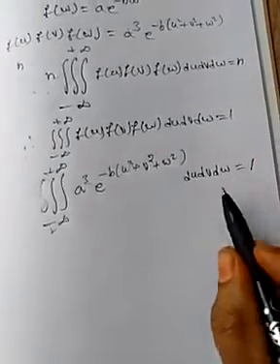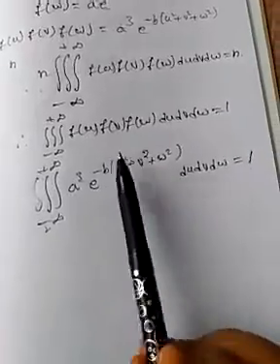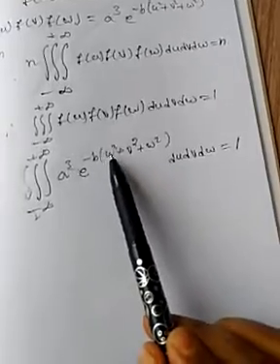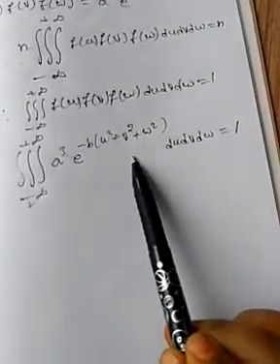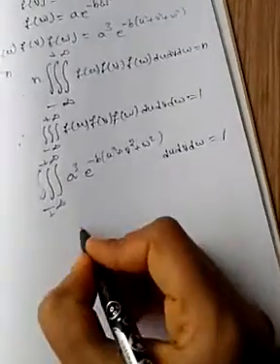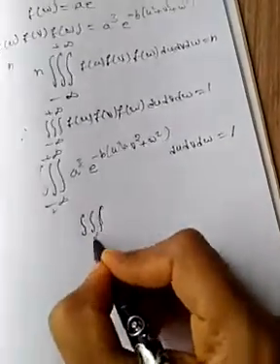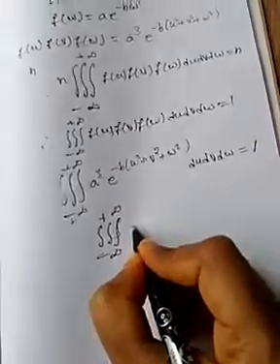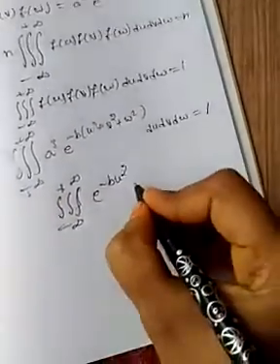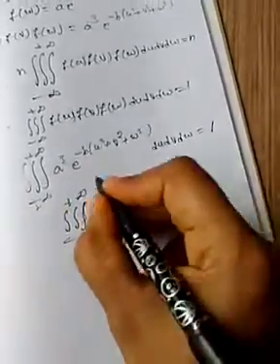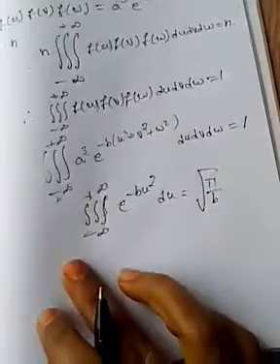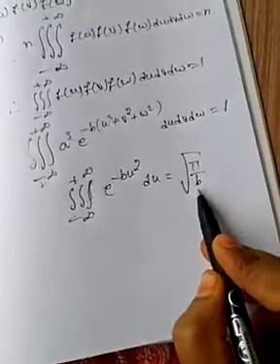Here we take out one term. We have a cube into e power minus b u square, e power minus b v square, and e power minus b w square. Among those three, we take the integral from minus infinity to plus infinity of e power minus b u square du. The integral value of this term is square root of pi by b.